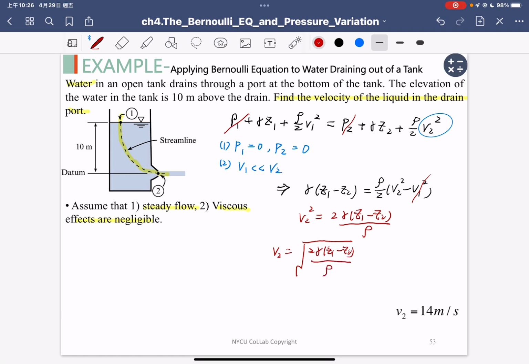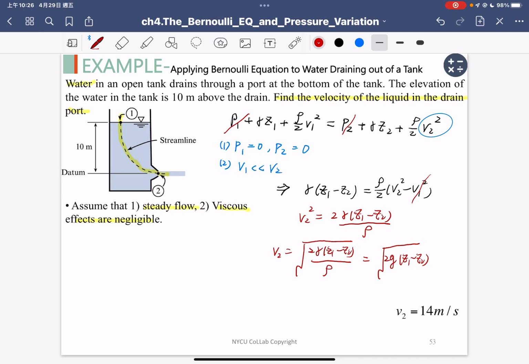And then we know that gamma is rho g. Gamma is rho g, so we can cancel out the rho. And then the final equation is the root of 2g (D1 minus D2), right? Because gamma is equal to rho g, so we can cancel out the density.